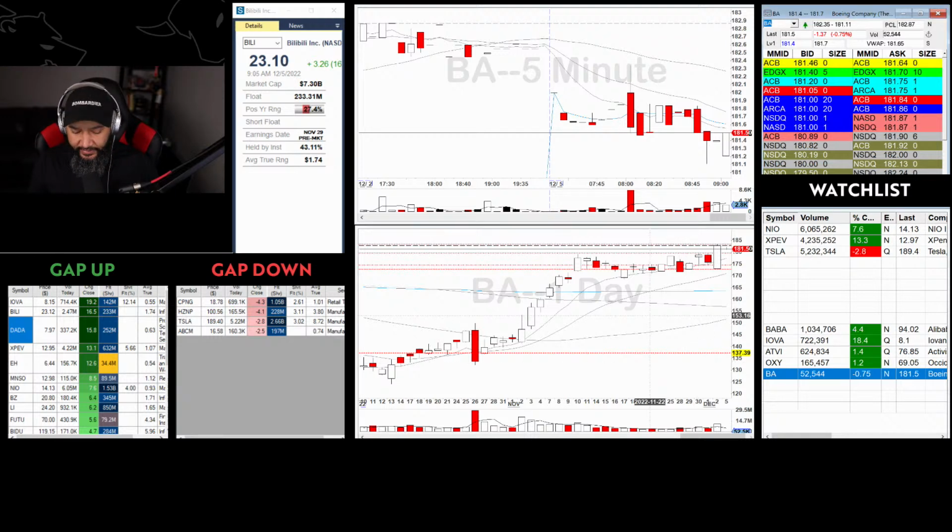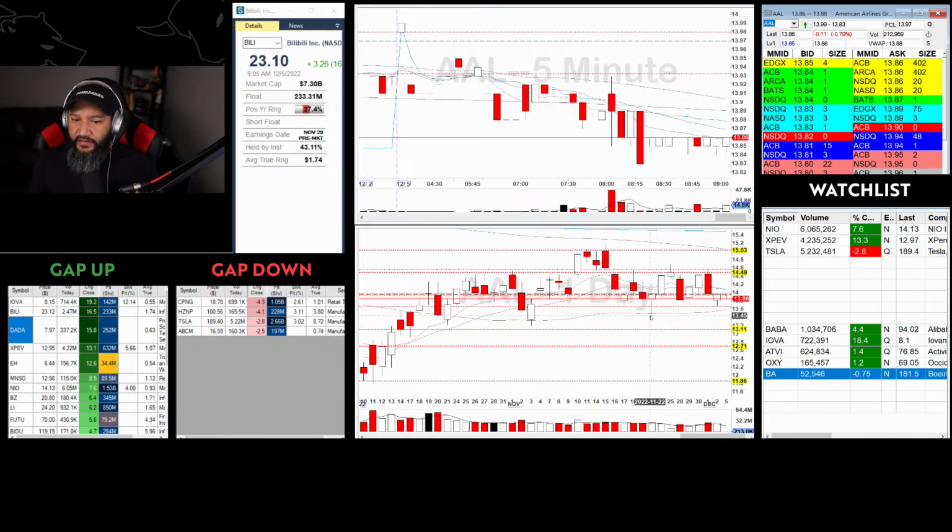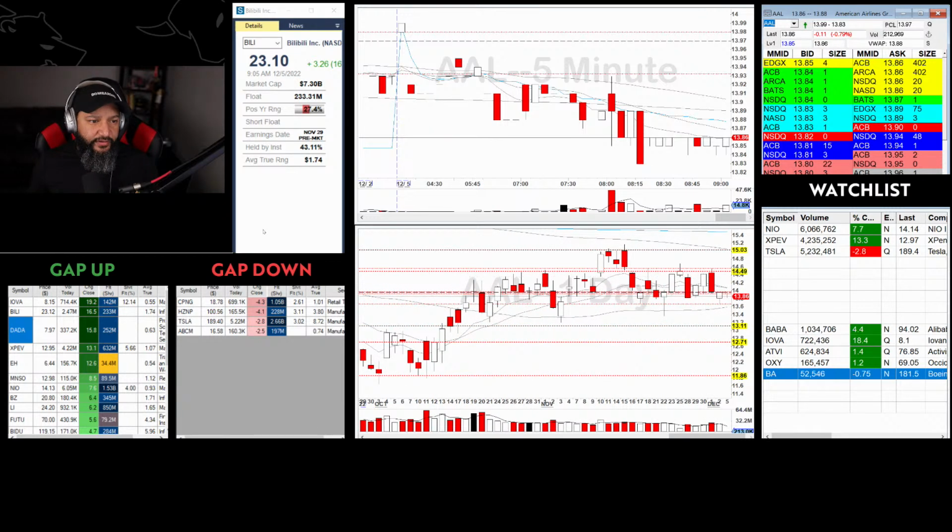I don't see a whole lot of airlines right now moving or doing much. But again, that could change at the market open or if any news breaks out throughout the day.